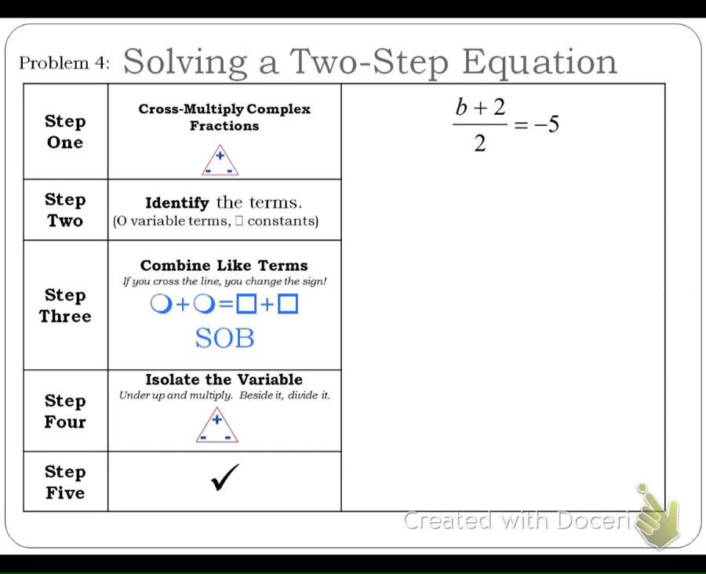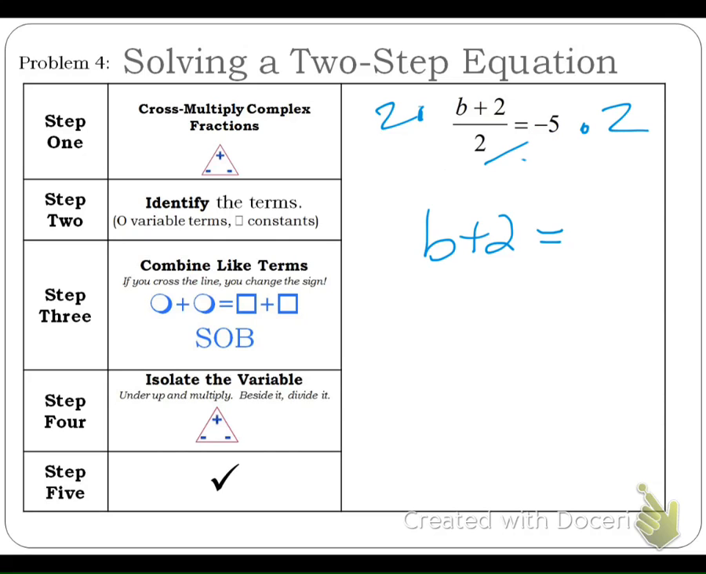Okay, let's apply this. Cross multiply your complex fractions. So I'm going to cross multiply my complex fraction. The 2 that I see here, I need to cross multiply to the other side, and the b plus 2 remains. Equals, and I'm going to multiply my 2 to the other side of the equation, by multiplying by 2 to both sides of the equation.